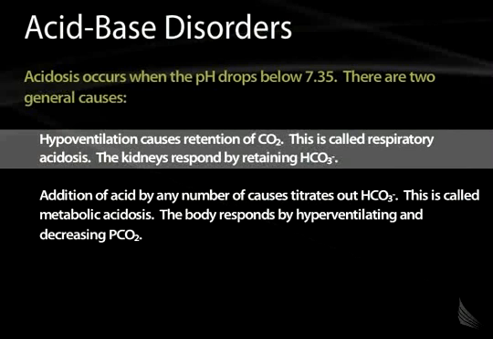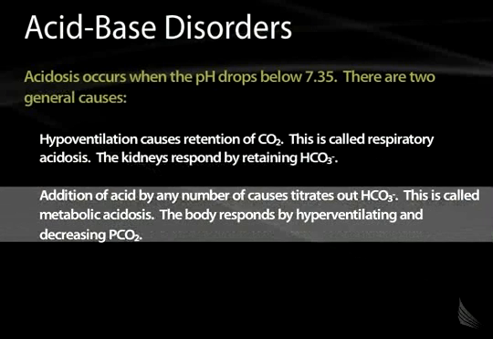Now, if we have a respiratory acidosis, our kidneys can respond to that and adjust the pH by retaining bicarbonate at the kidneys. Remember, the bicarbonate is in the numerator of the Henderson-Hasselbalch equation, so by increasing the concentration of bicarbonate, we're able to increase the pH back to the normal level.